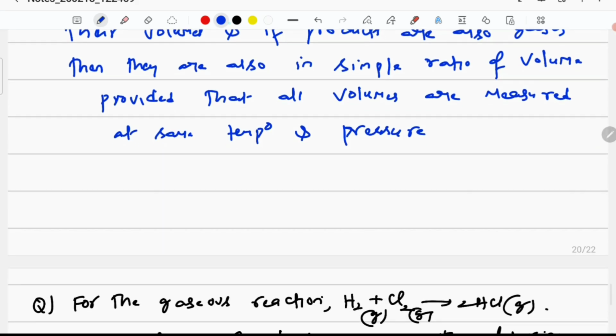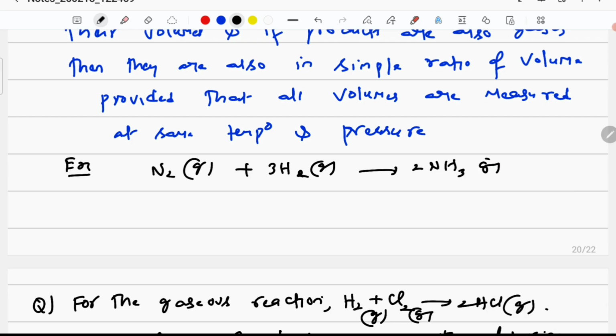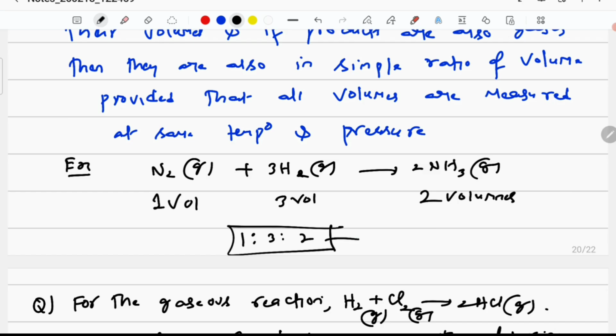In simple format, what we can see here is if I take N2 gas plus 3H2 gas giving 2NH3, here you can take 1 volume, 3 volumes, 2 volumes. The simple ratio we are getting is 1 is to 3 is to 2, ratio by volume.